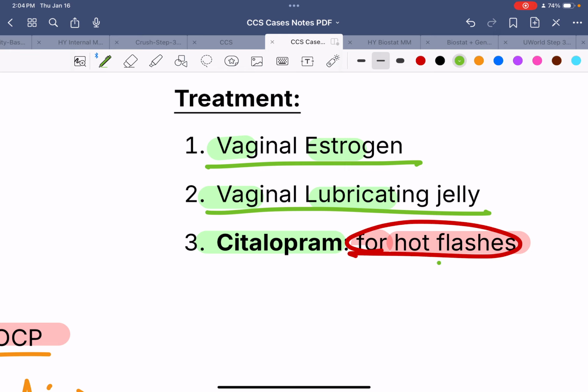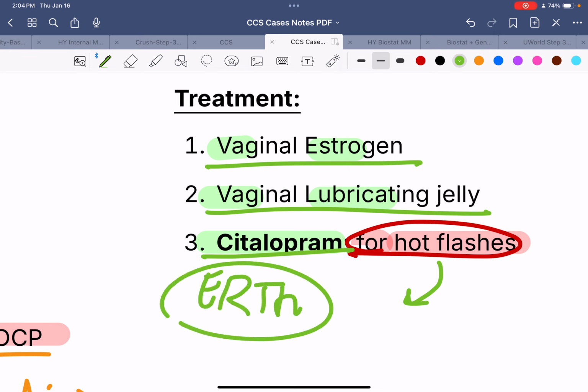And if the patient has hot flashes and is symptomatic, then we can give citalopram or we can give estrogen replacement therapy. And of course, the only indication for giving estrogen replacement therapy is when the patient is having symptomatic distress and the vasomotor distress because of menopause.